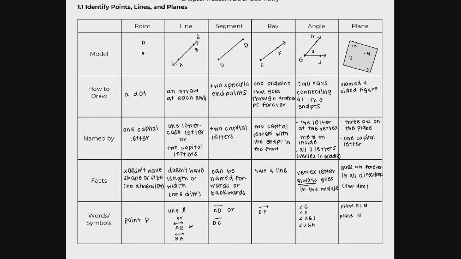Next, we have a segment. It's similar to a line, but instead of going on forever, it actually ends. So it has two specific endpoints. And we'll name this by the two capital letters that make up the endpoints. So in this case, this would be called CD or DC.